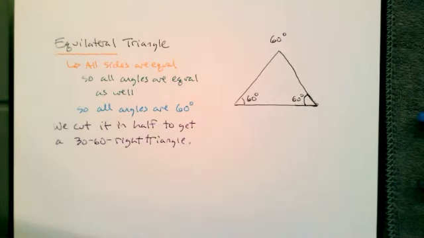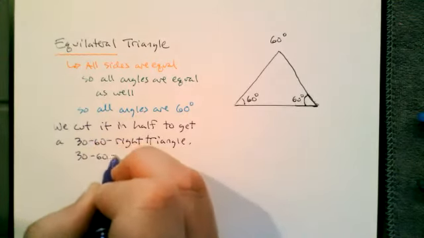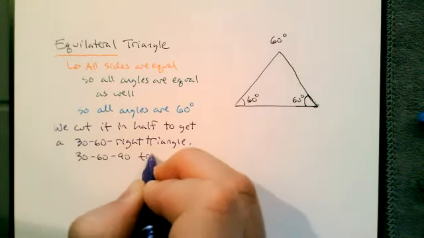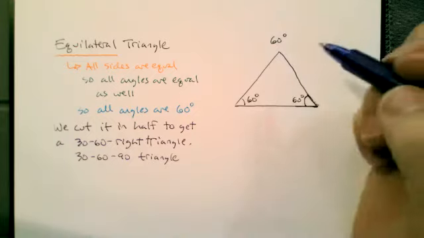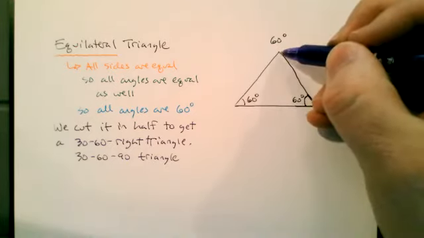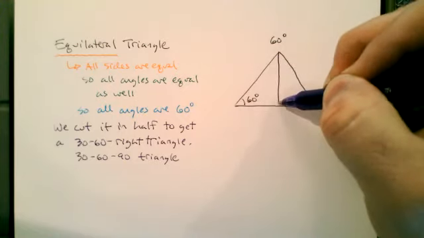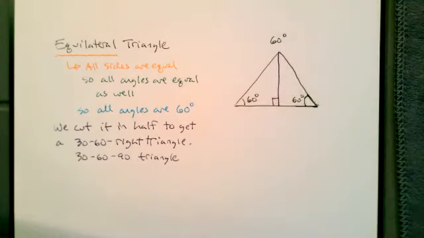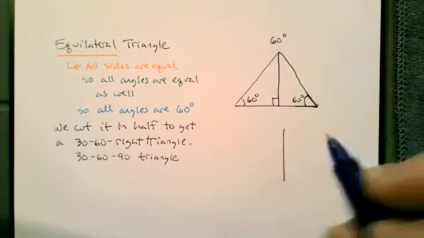So we're going to cut it in half to get a 30-60-90 triangle, or a 30-60 right triangle. I think this book calls it a 30-60-90 triangle. So what we do is we just drop a vertical down from this one on the top or the one on the side. And that's where we get our right triangle.